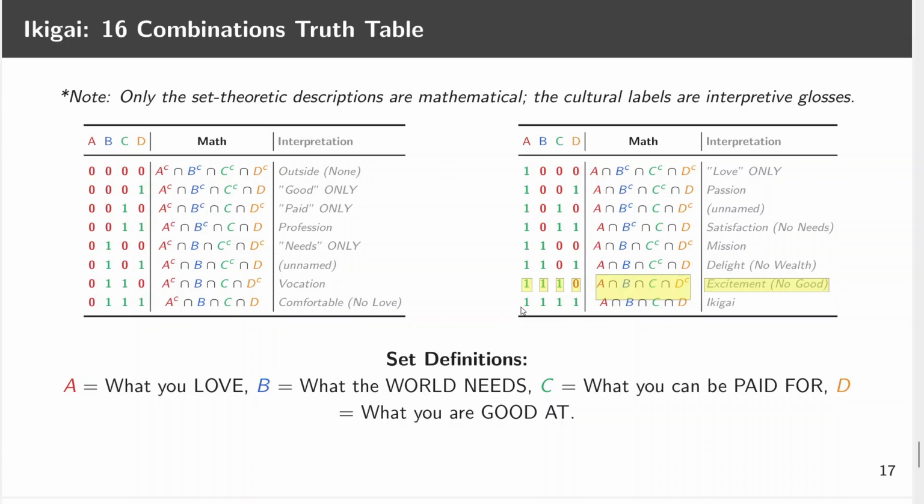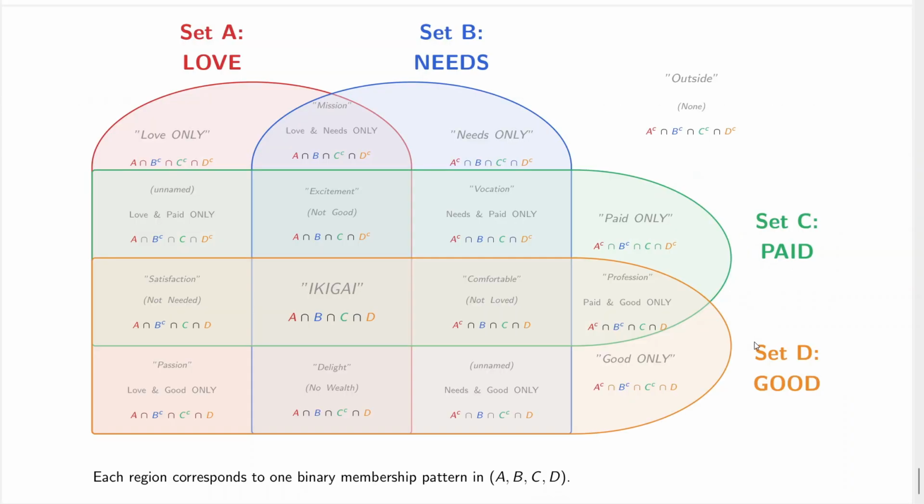And finally, the 16th combination, the one we have been quietly building toward this entire time. 1, 1, 1, 1, in A, in B, in C, and in D. A intersected with B, intersected with C, intersected with D. You love it. The world needs it. You are paid for it, and you are good at it. All four, together, at once. This is Ikigai, the Ikigai Venn diagram. And now, let us look at everything we just discussed drawn out in a single, complete picture.